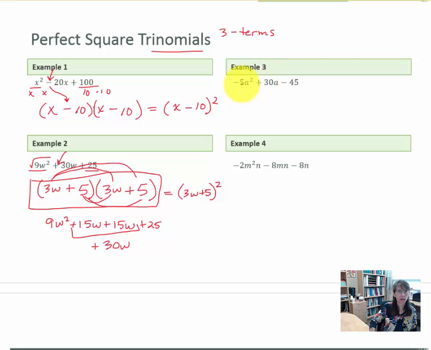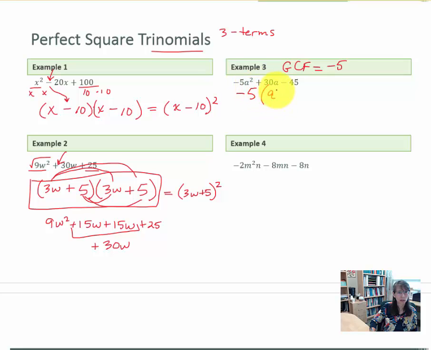In example 3, notice our lead term has a negative. So probably the first thing I want to do is factor out that negative, or any other common factor that's available. Besides, 5 is not a perfect square, so this would not be a perfect square trinomial the way it is written. So if I use a GCF equal to -5, let's see what happens.